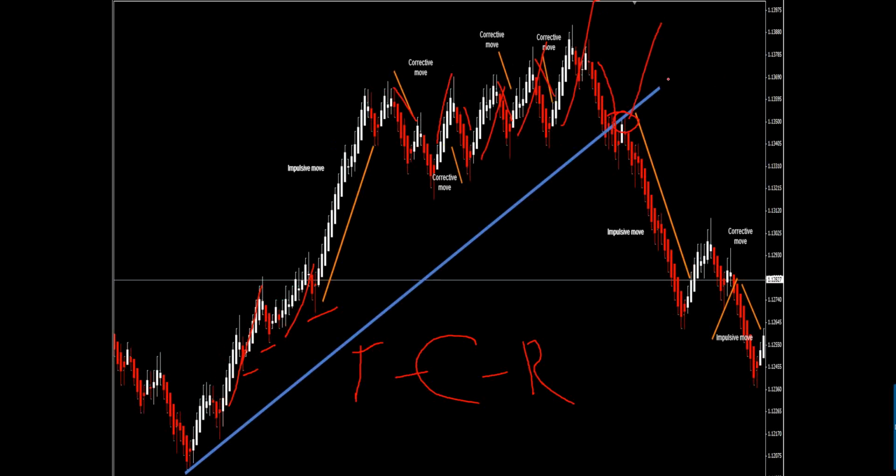Does anyone know the answer? What is the point of this spot which I have marked with a circle? What does it represent on the chart? If anyone knows what it represents, just type your answer, okay?